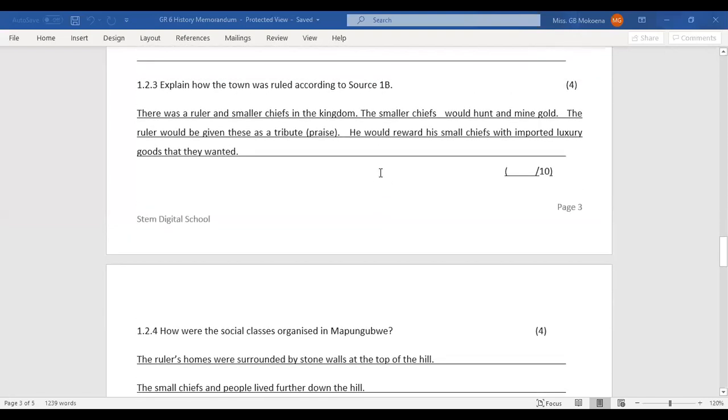How was the town ruled according to source 1B? Cool. Kamuhelo. Ma'am, according to source B, the king had small chiefs that he would reward with luxury exports. Yeah, so there was a king and there were small chiefs. Nice one. That's correct.